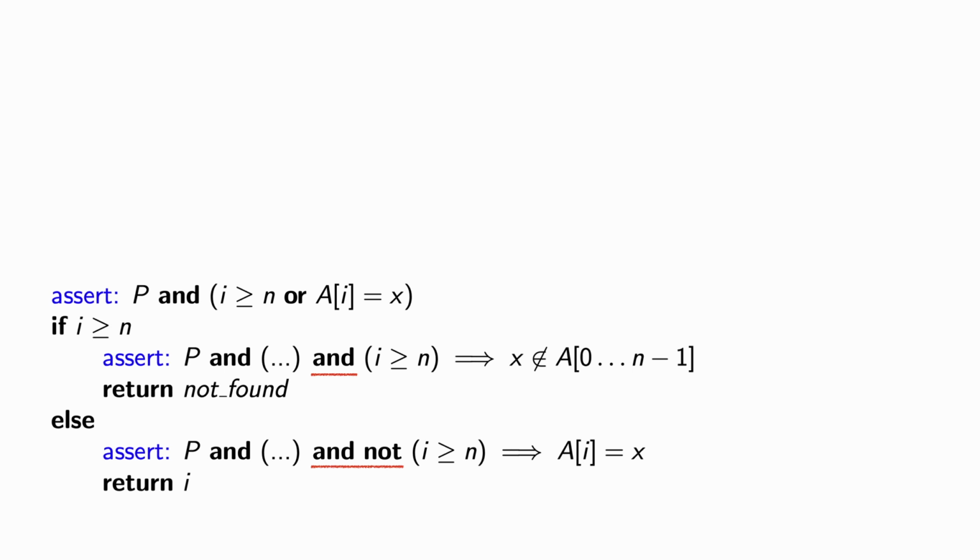So assert P, remember this included the inclusive less than or equal to, so P is still true. It's not the case that we have already seen X and we are still in the array. And now let's look at this other one. I is greater than or equal to n, or AI equal to X. So we know that this part isn't true because the element was not in the array.